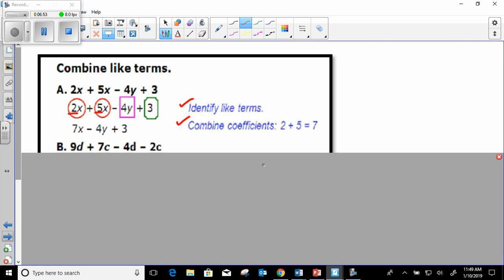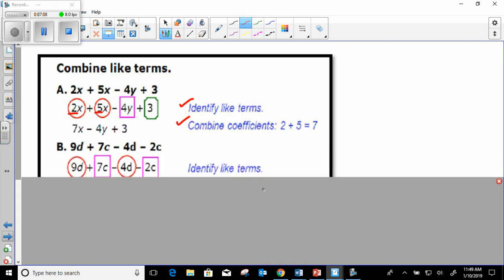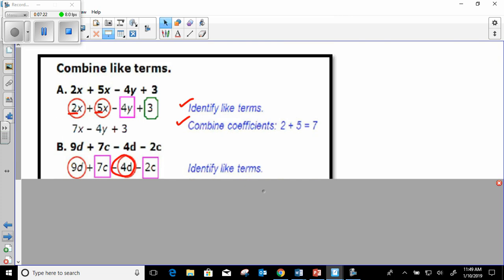All right, let's look at letter B. So decide on how many different terms or like terms that you have. I see a D, a C, so really just two. And again, you're going to circle them in two different colors. So we're going to identify our like terms. Now, they did not circle the sign in front of this 4D, so I'm going to expand my circle because I want you to make sure that you do, in fact, include that sign in front. Not sure why they didn't do that.